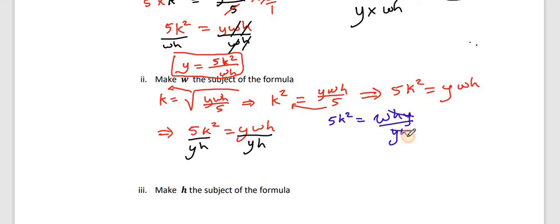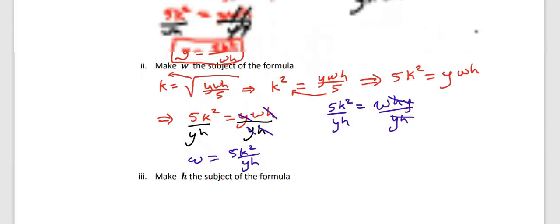So the YH cancels, HY cancels YH, because they're the same thing over YH. So we get the same answer. Remember, we want W as the subject. So Y cancels Y, H cancels H. So we have W equals 5k squared over YH.